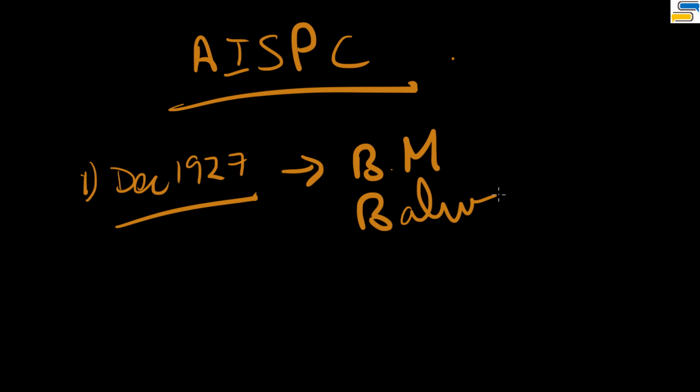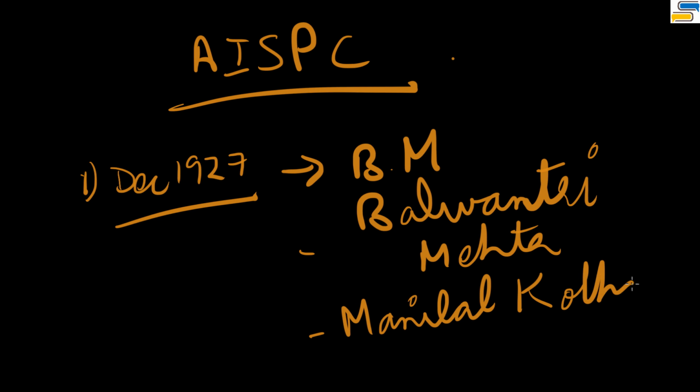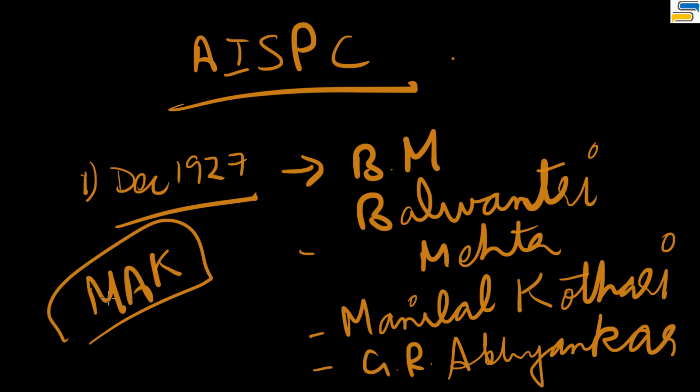Let me write this name because non-Hindi people might not be able to understand it. So Balwantrai Mehta, that's one. Number two was Manilal Kothari. Please remember these names because they are important for your prelims specifically. And third was R. Abhyankar. These three names are important, try to remember them. It's quite easy: one is Mehta, one is Abhyankar, and one is Kothari, right? M-A-K. Please pay special attention to these three.